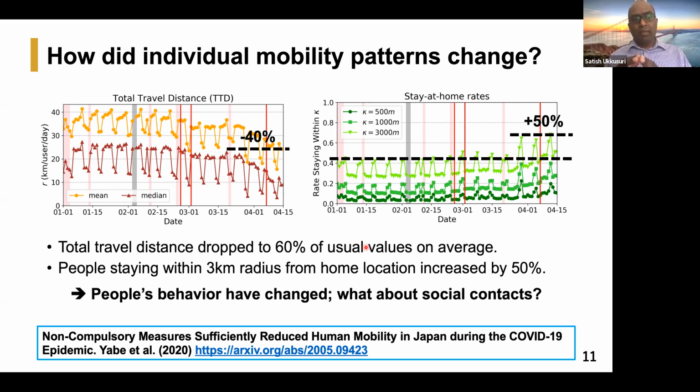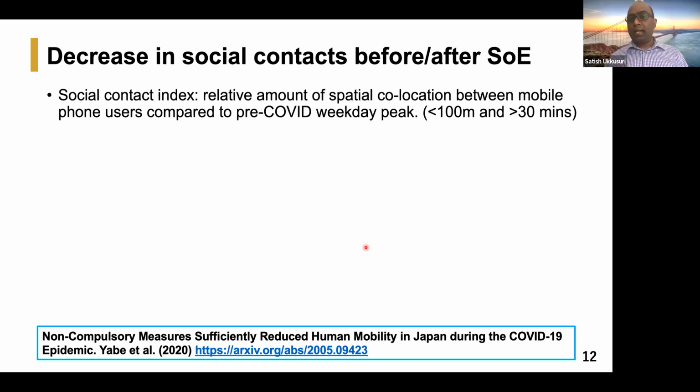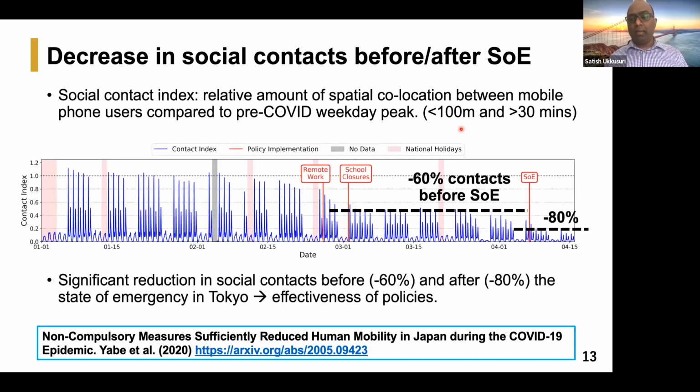So in this study, we haven't really considered the duration, the exposure time. In one of our current papers, which is in review, we have also come up with a metric for considering this exposure time. So the social contact index is the relative amount of spatial co-locations between mobile phone users compared to the pre-COVID weekdays. So we have normalized this to look at how many contacts have increased or decreased with respect to pre-COVID. And these contacts are less than 100 meters and greater than 30 minutes.